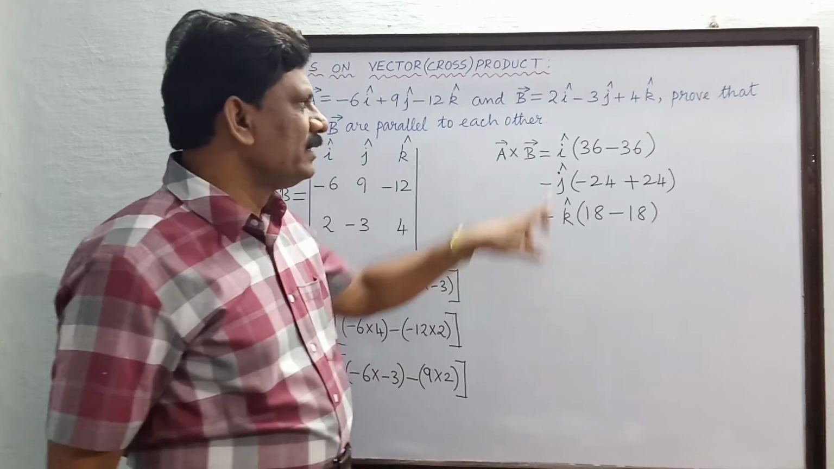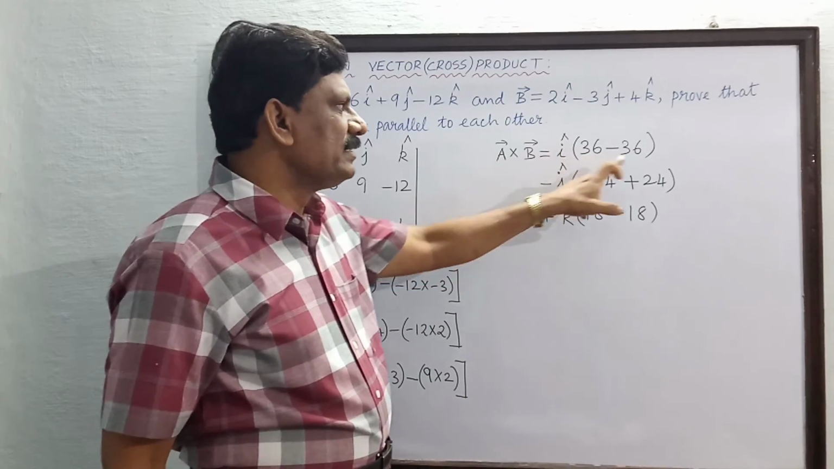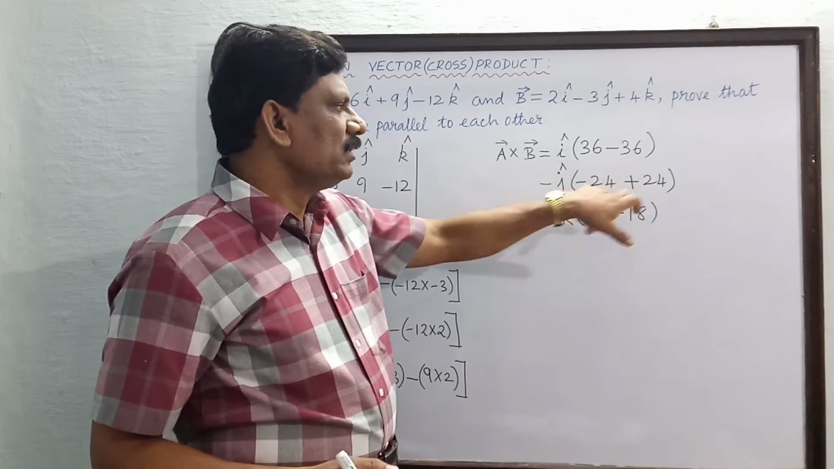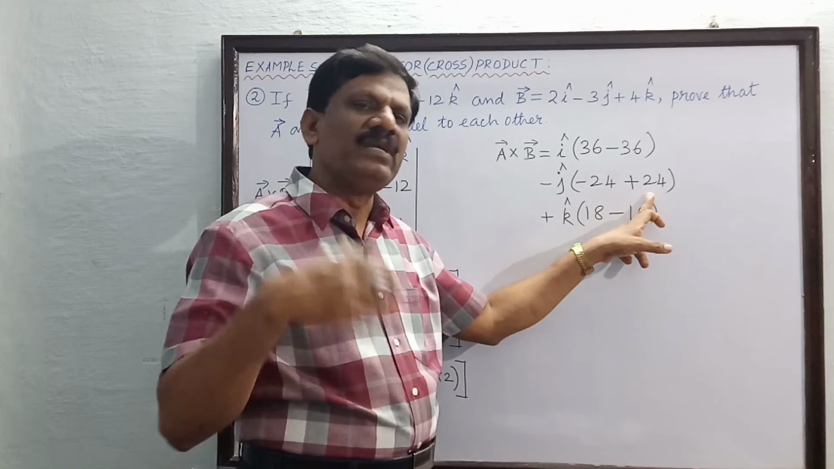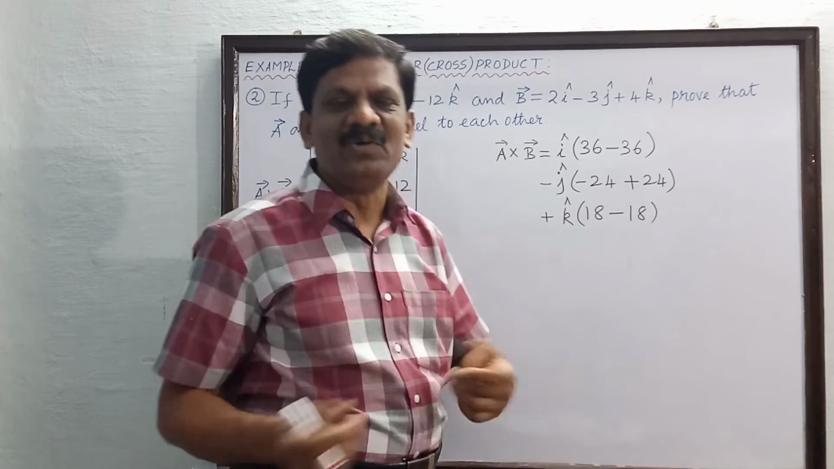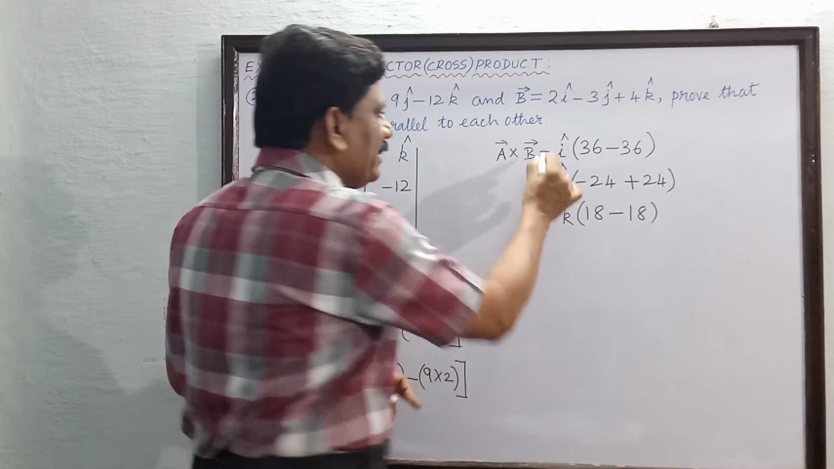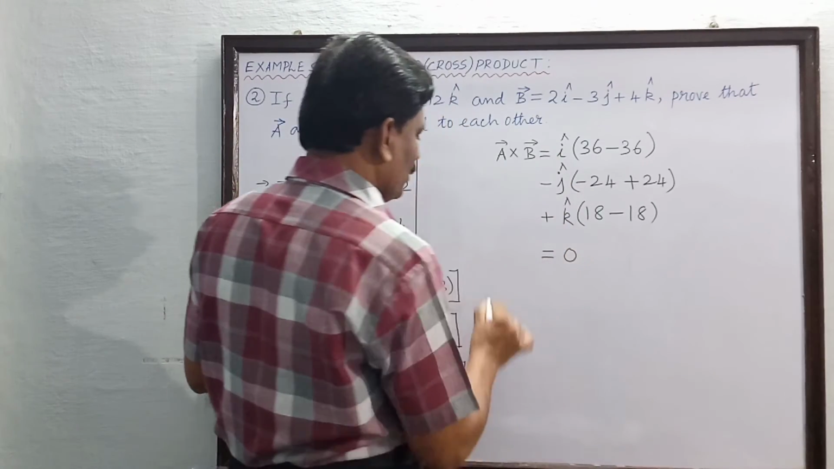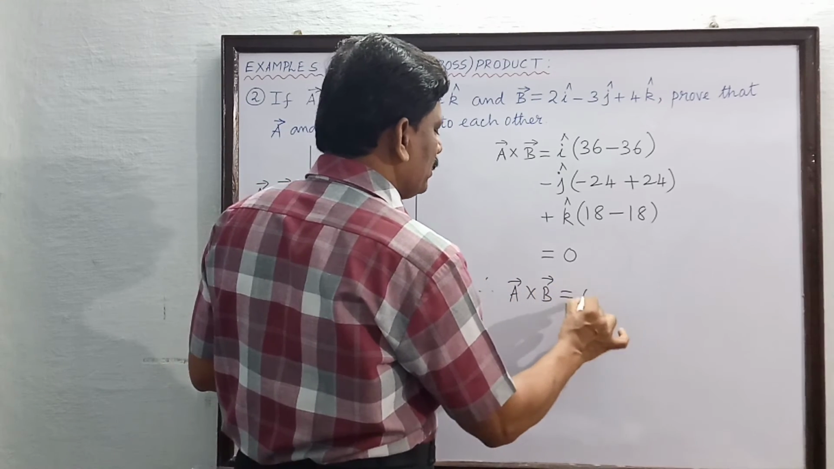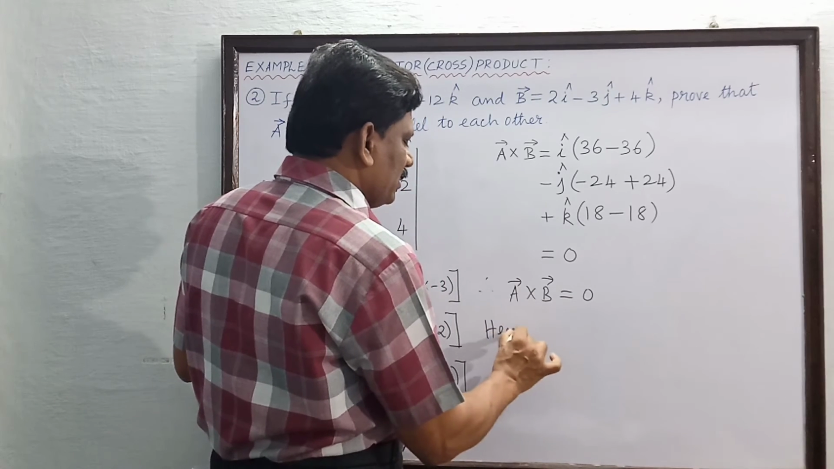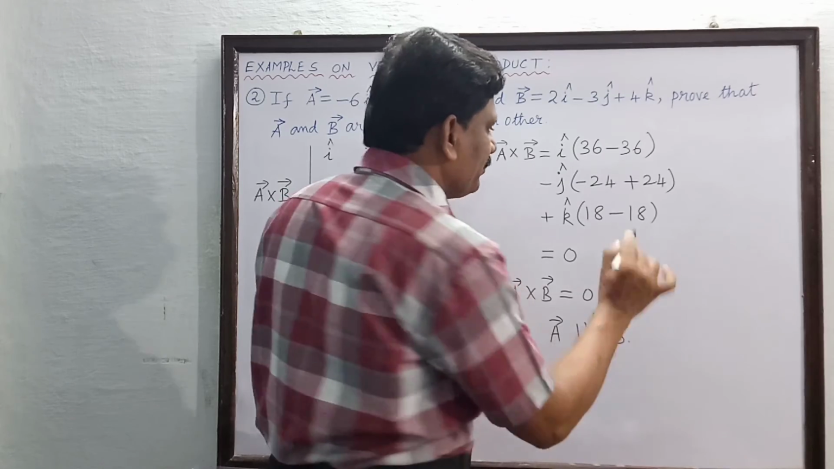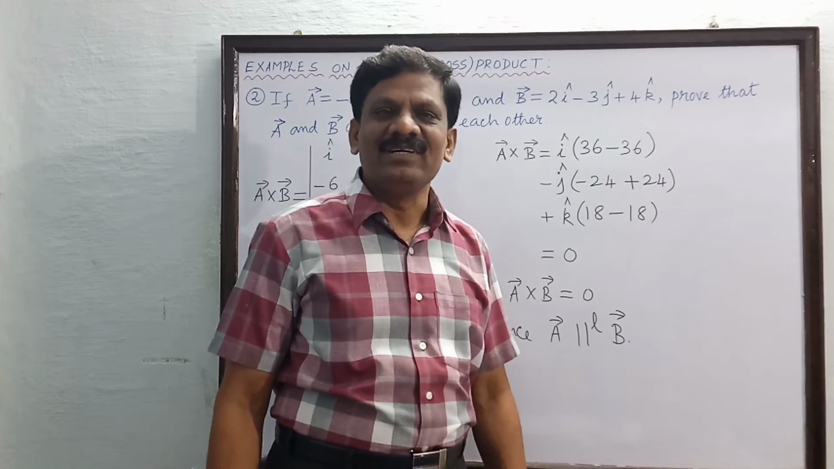Now you see here, students, i cap into 36 minus 36 is 0. And minus j into minus 24 added with plus 24 is also 0. And k cap into 18 minus 18 is also 0. So comfortably we have proved that A cross B is equal to 0. Hence vector A is parallel to vector B. Have you all understood? Okay, fine.